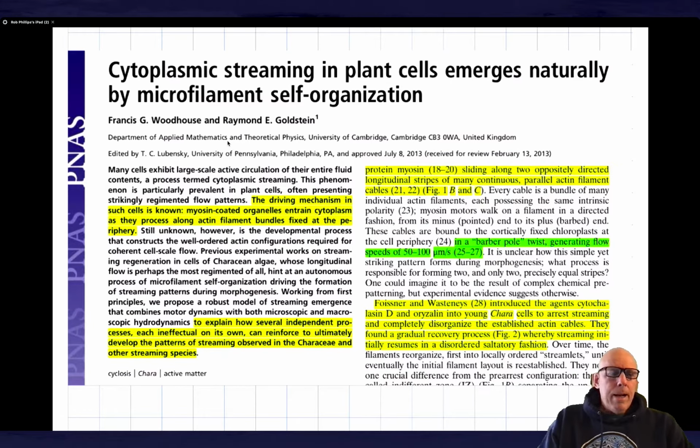So we're talking about active matter at this point, and we have one little piece of unfinished business on the subject of Chara. And this is a quite beautiful paper from Francis Woodhouse and Ray Goldstein that I wanted to tell you a little bit about.